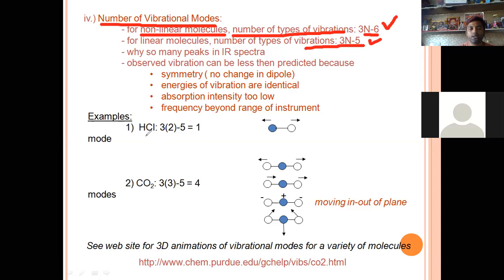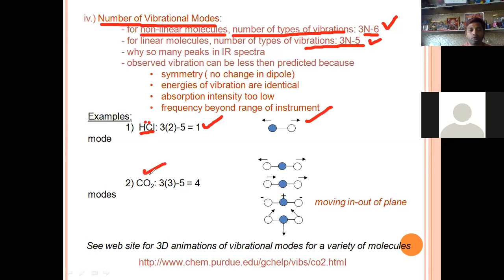We have an example, HCl. This is a linear molecule. The number of atoms is 2, 1 and 1. So 3 into 2, 6 minus 5, linear molecule. So we get 1, so only one vibration.